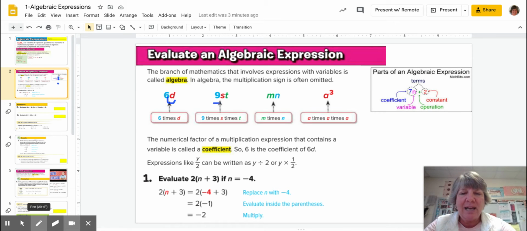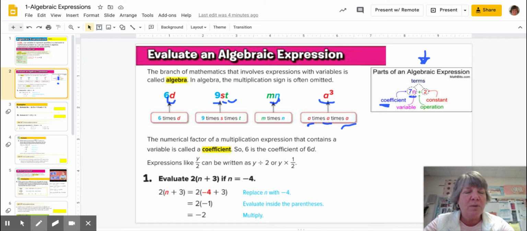9 times S times T, you see they are all right next to each other. M right next to N means to multiply. A to the third power means A times A times A. So we have some parts of an algebraic expression. We have a coefficient. The prefix co means to work with. So this coefficient, this 7, works with this variable n. And so we know that 7 right next to n means to multiply.